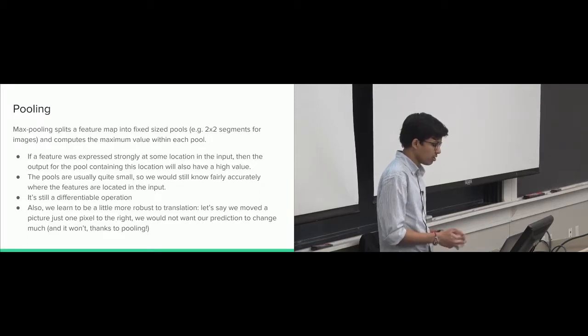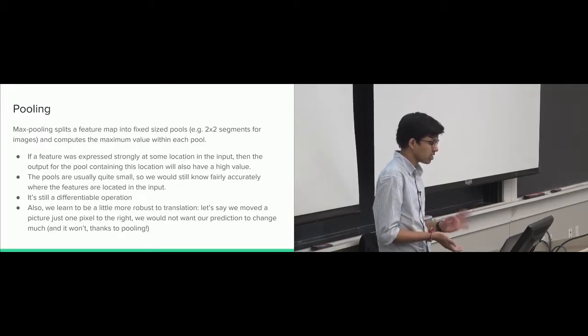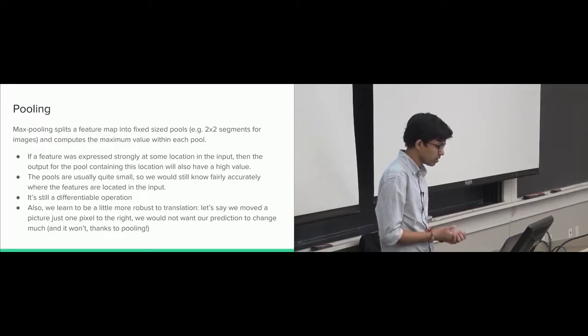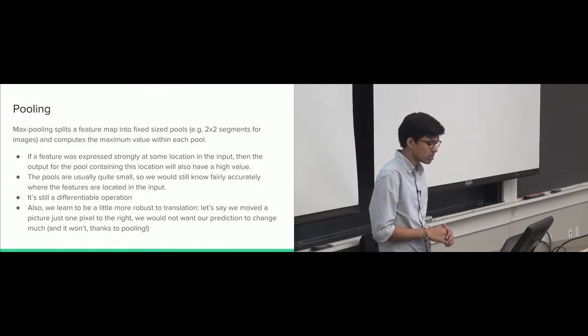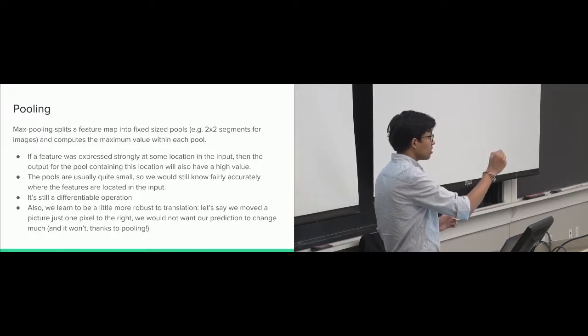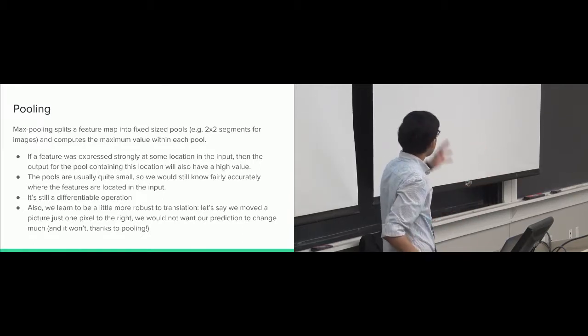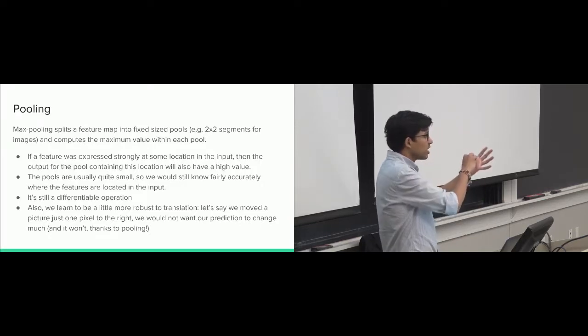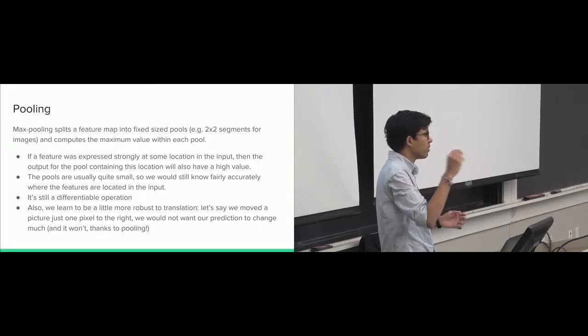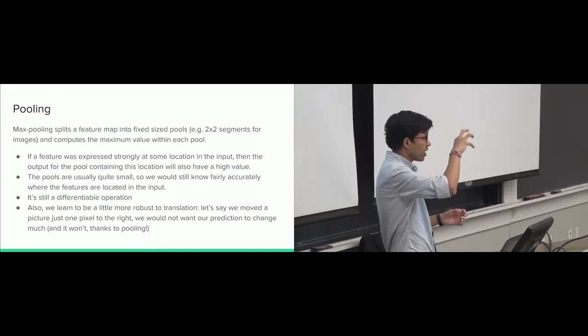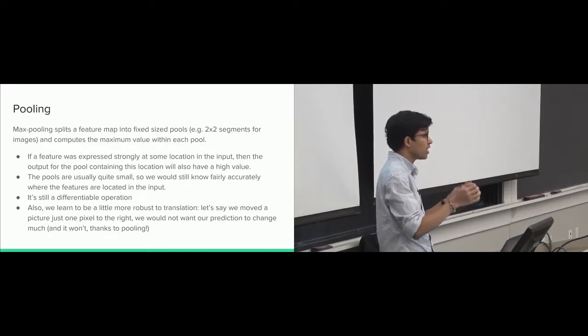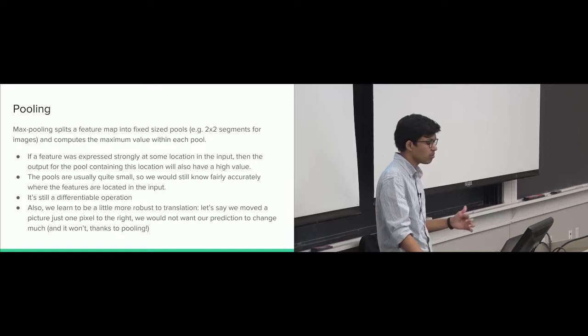Calculating the derivative is similar to what we did for ReLU. And we also become a little more robust to translation. If we change one pixel, we don't want the prediction to change, but because we have used max pooling, it just notes down the max value from all the strides. So even if there are minor changes in the image, our predictions won't change. So it's a little more robust.